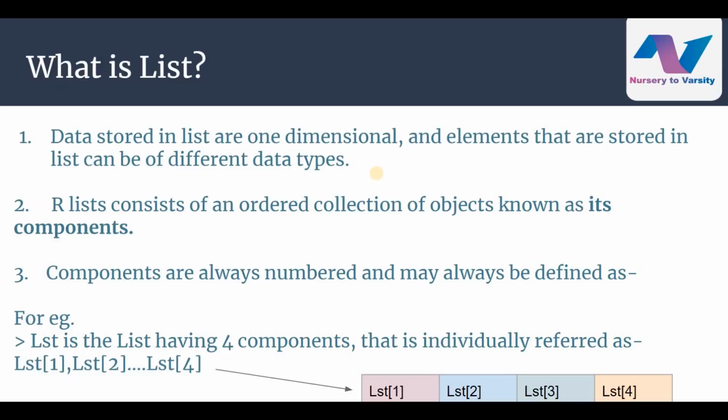Number 2. Our list consists of an ordered collection of objects, that is the components, and components are always numbered. So we have taken a variable LST, wherein it is having 4 components and each component is having its number, the sequence they are stored in. And every component is of different color. That states that this is of different data type. It can be a character, it can be numerical, it can be a boolean, and so on. The elements that are stored in list can be of different data types, and every component has a number. Therefore, they are known as ordered collection of objects.